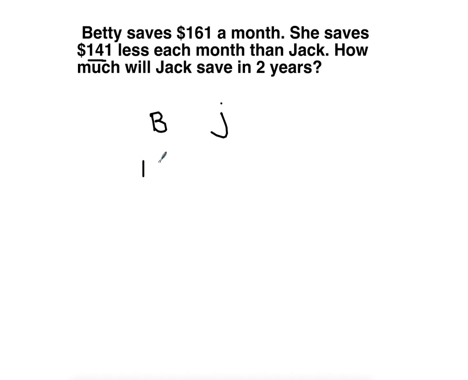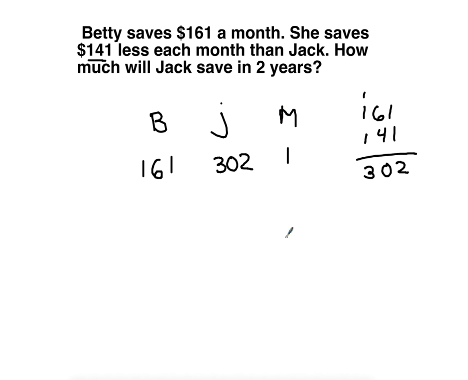So if Betty is 161 and she's 141 less each month than Jack, then Jack's going to be 141 more. If Betty saves $161 a month and she's 141 less than Jack, then Jack saves 302. So how much will he save in 2 years? If this is each month, so that's in 1 month now.